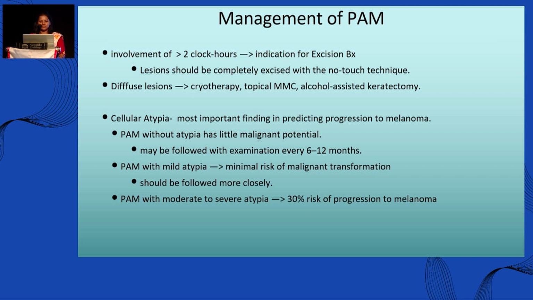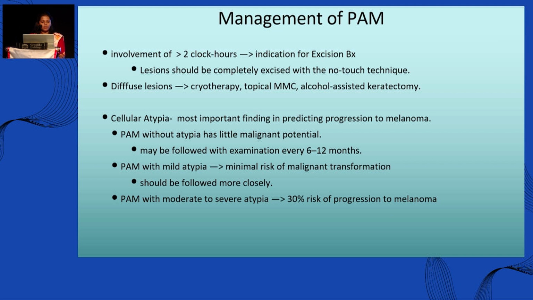So once we do the excision biopsy and get the histology, if there is primary acquired melanosis without atypia, there is a little malignant potential, and they can be followed up by examination every 6 to 12 months. If there is PAM with mild atypia, there is minimal risk of malignant transformation, and they should be followed up a little bit more closely.